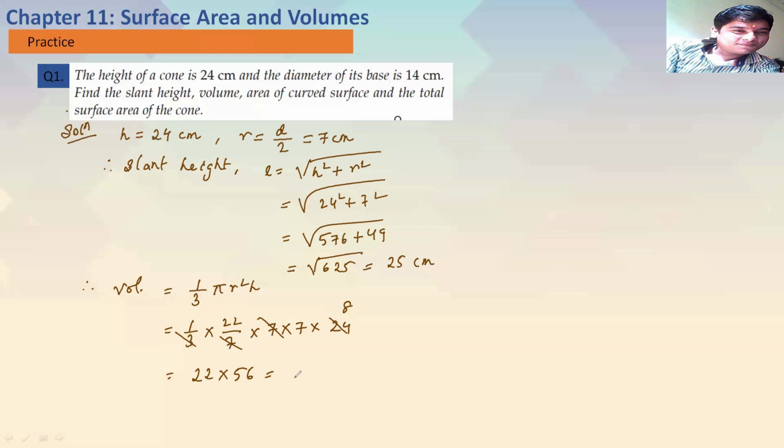Sir, I got the answer. What is it? 1232. 1022? Is it 1022? No, sir, not 1022. What is it? I got 1232. Yes, that is correct. Just a second, I'll write. 1232 centimeter cube. Okay, let's go on to find out curved surface area now.